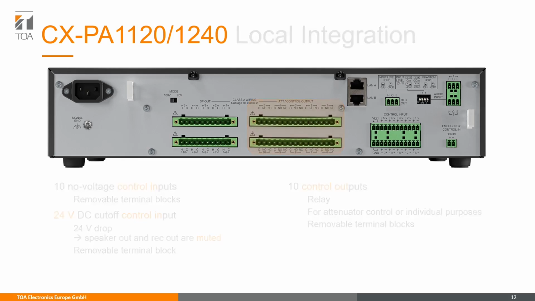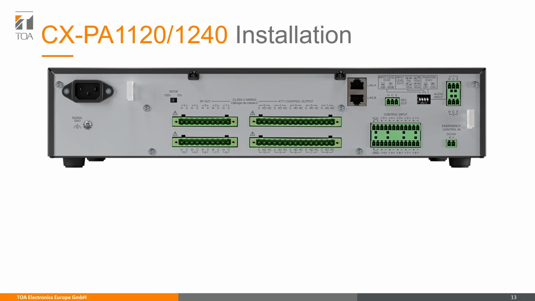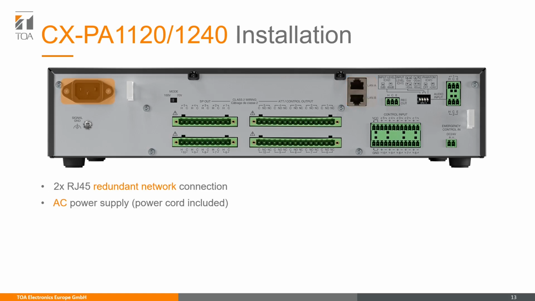Now coming to the installation of the product. Just like the system manager, we have 2 RJ45 connections to realize a redundant network connection. Of course, we have a connector for AC power supply. A fitting power cord is supplied with the product. And again, we have our cord clamps for cable fixation. And again, for proper function of the product, grounding is required.